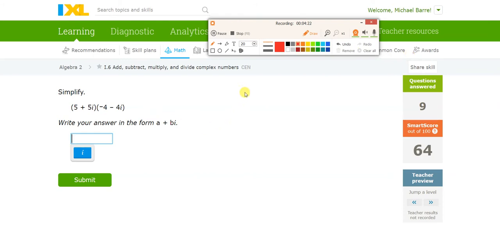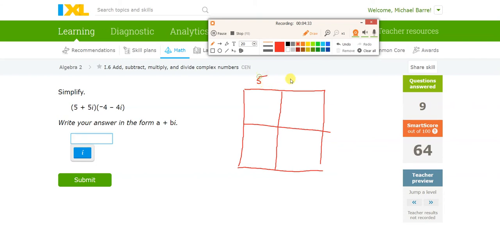Same idea right here. Go with the box method. 5, 5i, negative 4, negative 4i, negative 20, negative 20i. Negative 4i times 5i is negative 20i squared. i times i is negative 1, so negative 20 times negative 1 is a positive 20. Interesting, in this case these cancel out, and I'm left with negative 40i.